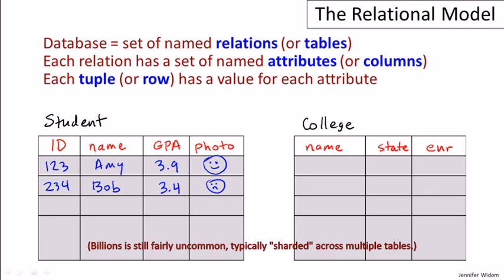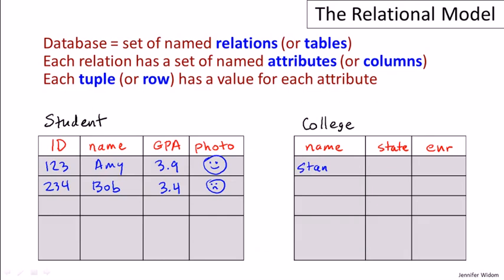In our college table, of course, we're going to start with Stanford in the state of California, and Stanford's enrollment is 15,000. We'll include our Cross-Bay rival Berkeley, again in the state of California, and Berkeley's enrollment is a whopping 36,000. And last of all, we are not going to be West Coast biased. We'll include MIT in the state of Massachusetts with an enrollment of 10,000. Now, of course, there are going to be many more tuples in the college table and many more tuples in the student table.